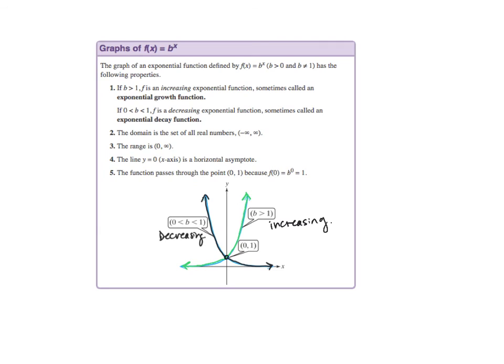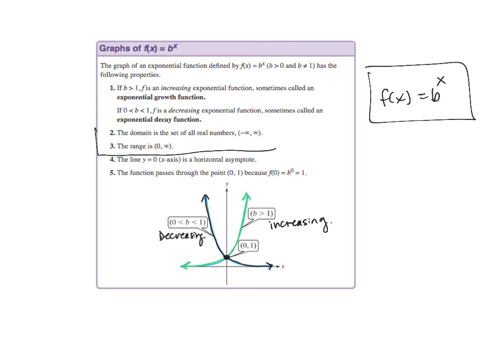And if the function is in this form, some number to the x power, it will go through the point 0, 1, and the domain and the range will be the same. All reals for the domain, and range goes from 0 to infinity. And we have a horizontal asymptote right here at the x-axis.